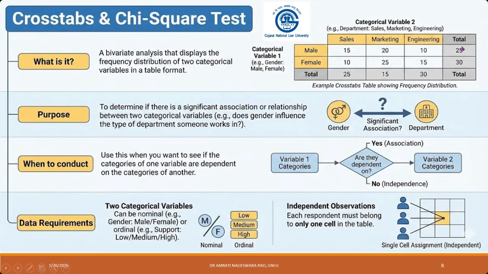Out of 55 employees, how many people belong to the male category? How many people belong to the female category? Within that, how many people belong to sales? How many belong to marketing? How many belong to engineering? If you want to get more insights, if you want to bifurcate the data, I don't want to simply talk about one table for every variable. I just want to see two variables together so I can get better insights.